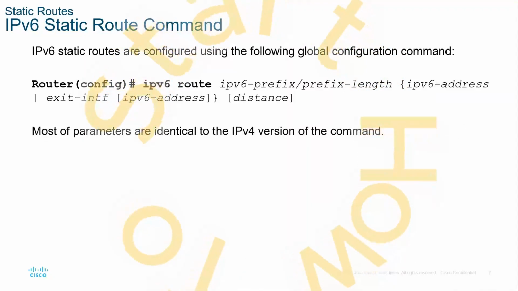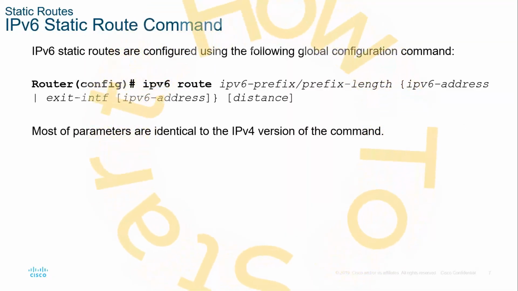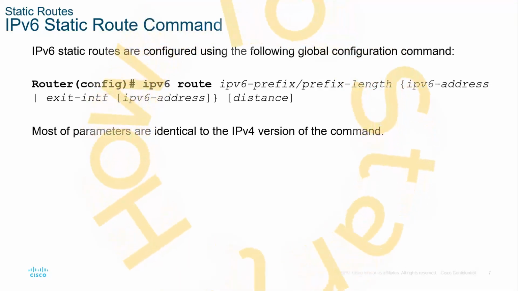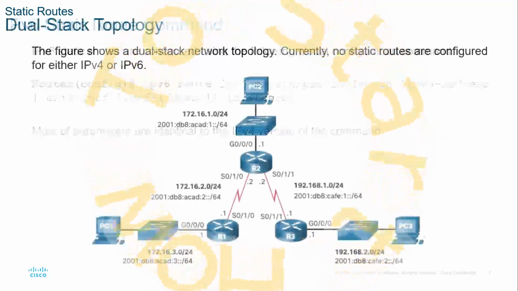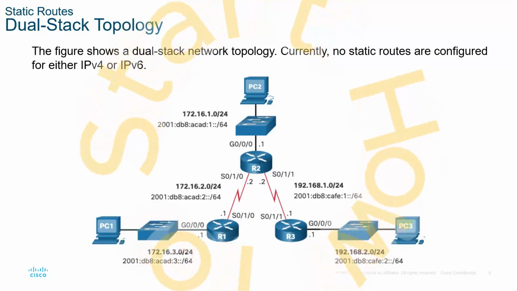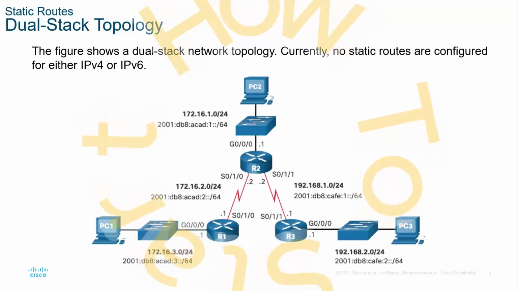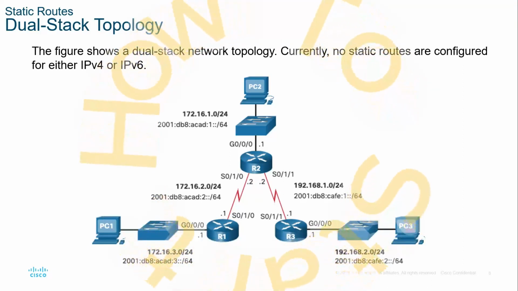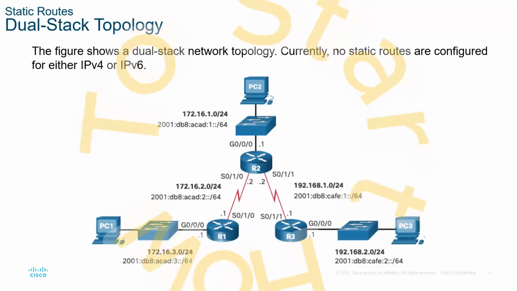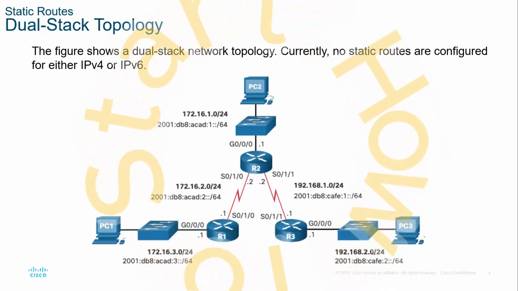For IPv6, same thing, except we now do ipv6 route and then add the IPv6 prefix and prefix length, then the exit or next hop, and then distance. So for example, here we have R2, R1, and R3. R1 and R2 are connected, R2 and R3 are connected, and they are using both IPv4 and IPv6. This is known as dual stack. We can operate both IPv4 and IPv6 in the same environment.